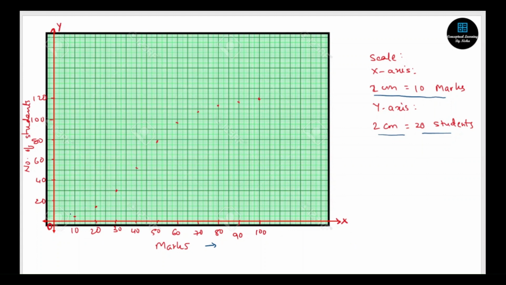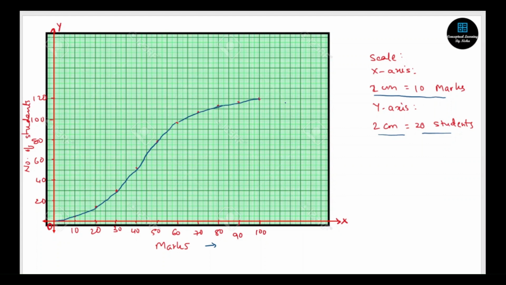The points are plotted here, and now we have to plot the Ogive. So what I have to do is just make a freehand curve to join them, right? A very simple freehand curve we have to make.